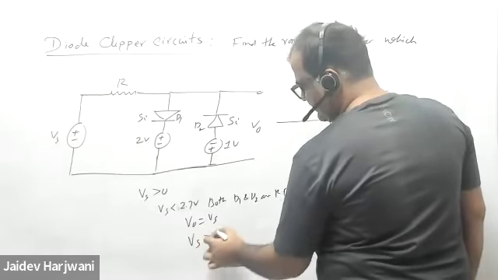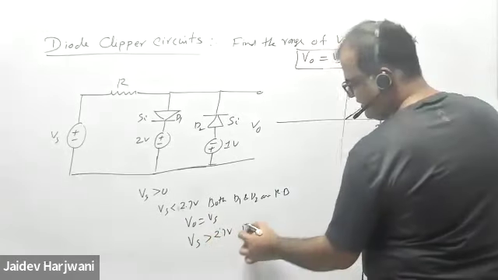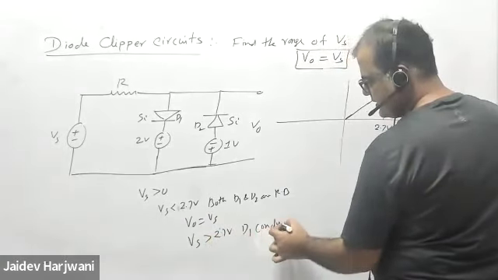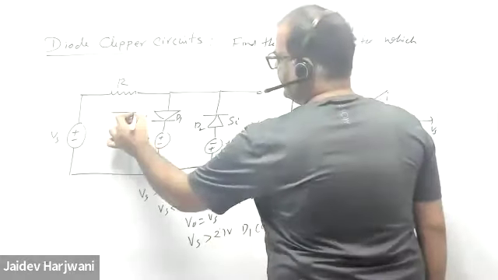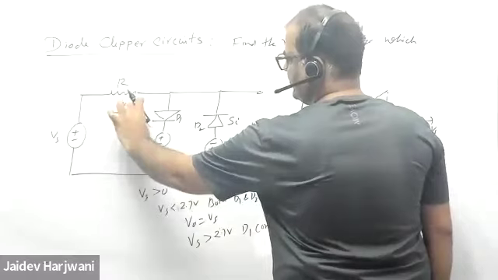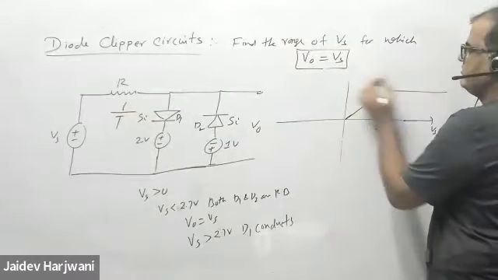When Vs becomes greater than 2.7 volt, D1 conducts. And when D1 conducts, this becomes like a battery. So this is 0.7 and this is 2, total 2.7, and this will become fixed.